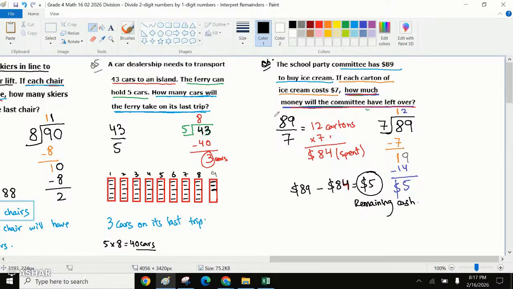If they had $89, $7 per carton, that means they spent $84. And the question is asking how much money will the committee be left with? They would be left with $5, right? Do we agree, Solomon? Okay, thank you. Let's move ahead.